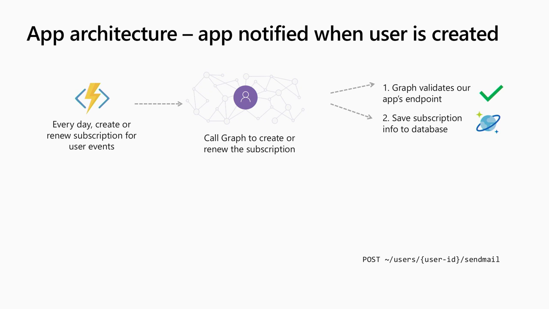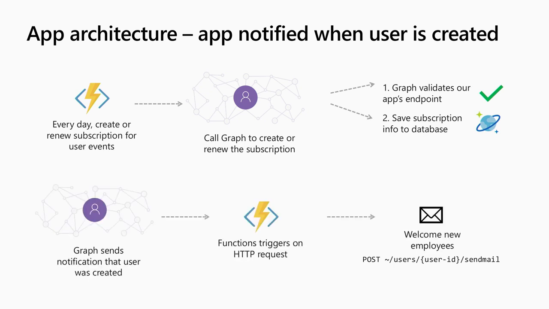So it's going to call Microsoft Graph to create it. The next step is Microsoft Graph is going to call back to our application right away and validate our endpoint. At that point, of course, we would save that information. So a subscription ID is created, and we'd save that to our database too. Then every time Graph sends a notification that a user was created, it's going to trigger our function, and we're going to do just what we did before. We're going to welcome that new employee by sending them an email. And again, that itself is a REST API call to the Microsoft Graph.